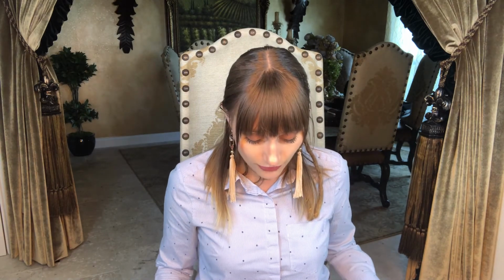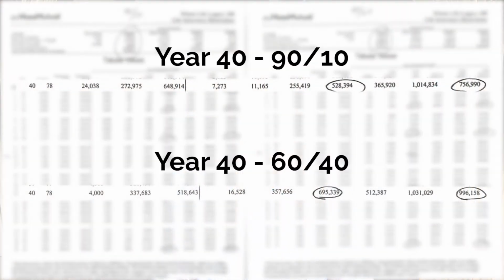So let's keep going on. Let's go in the later years. Let's keep going for two more times, right? In year 40, on my 90-10 illustration, I have $528,000 that I am able to loan out. In my 40-60 illustration, I have $695,000 I am able to loan out. Do the math on that, folks. That's a $166,000 difference. Shoot, I can go buy a house with that, right?